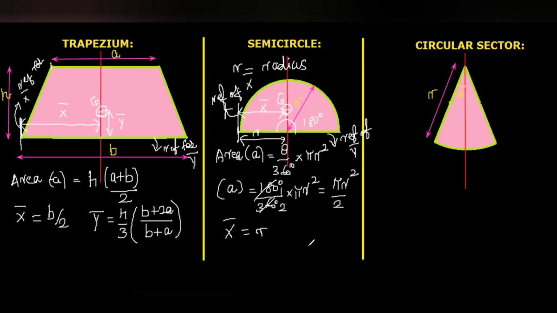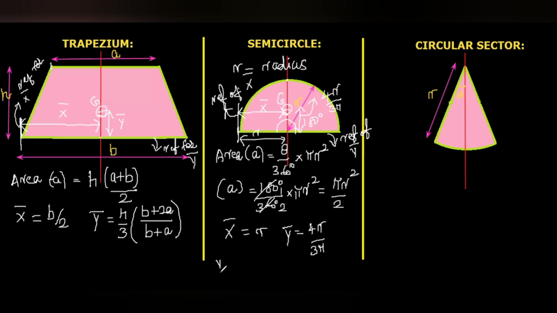For this case, y bar will be measured from the reference axis, that is the bottommost line, and the value is 4r by 3 pi. This is from the base, not from this point. From this point, you have to take r minus 4r by 3 pi. So here y bar is 4r by 3 pi. This is y bar.